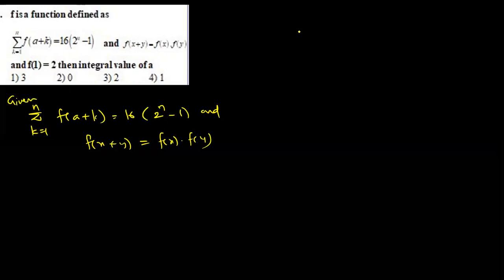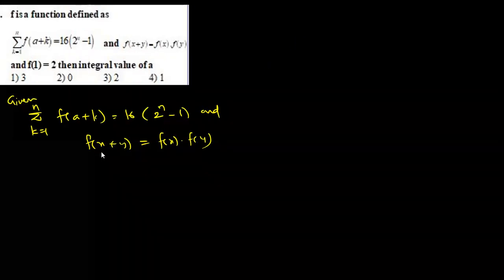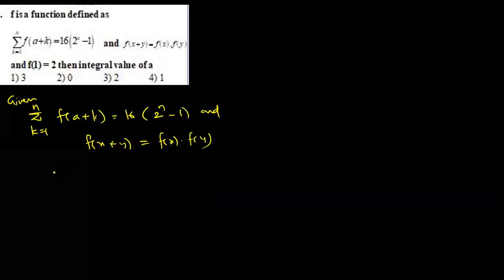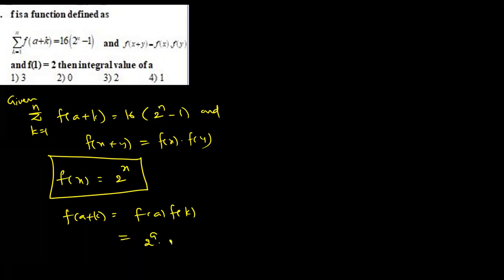How to solve? Some students are saying they already completed this. What is the answer coming generally? F of x is equal to 2 power x is coming. So f of a plus k means what here? F of a into f of k by definition. That is 2 power a into 2 power k.